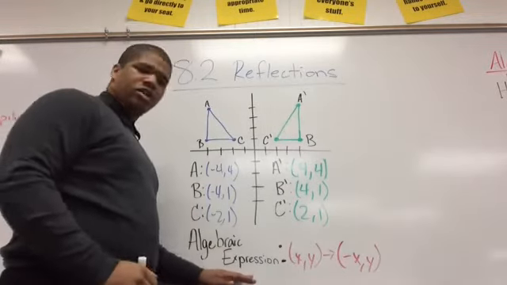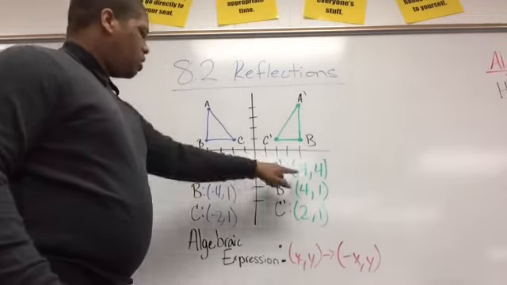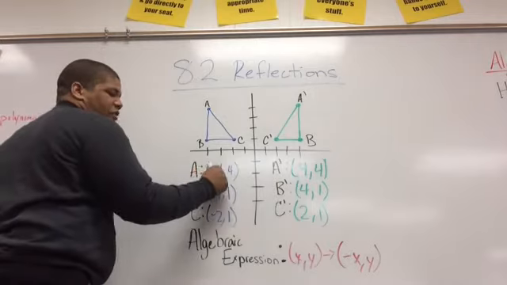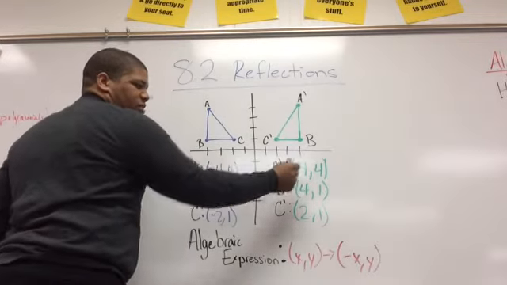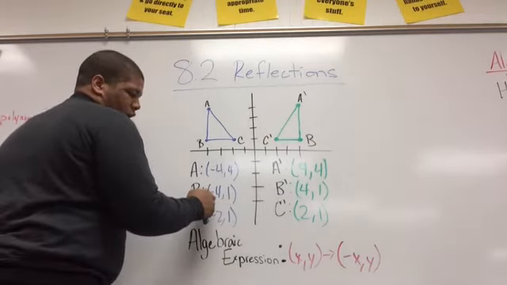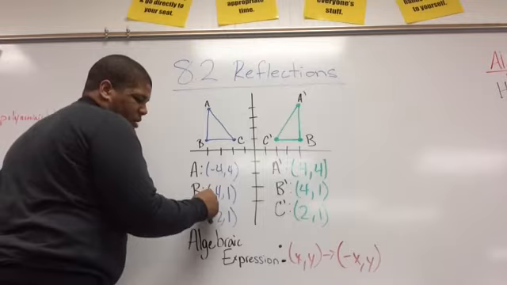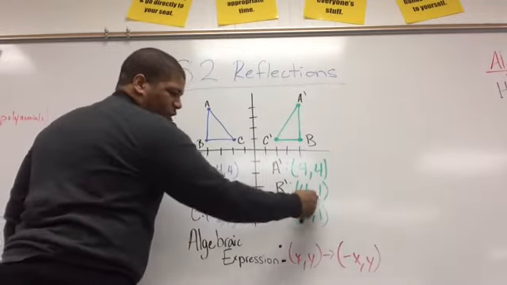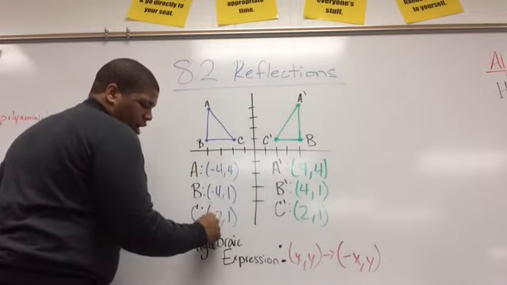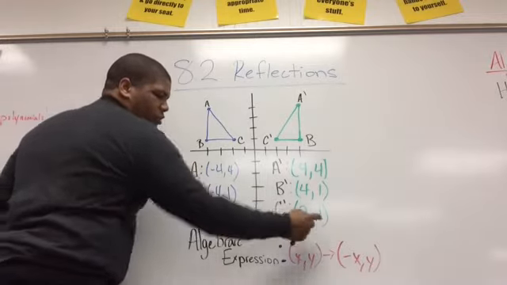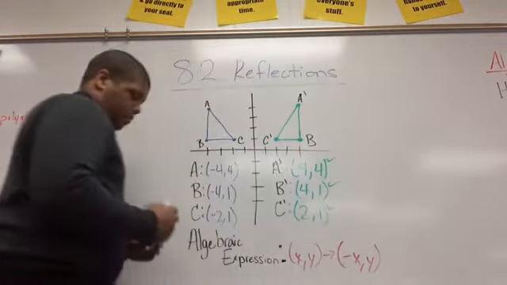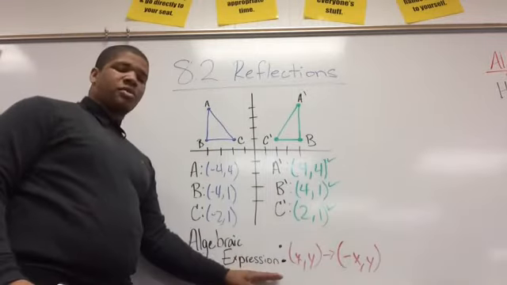Now, does that fit with my algebraic expression? My x becomes negative, and so if I have -(-4), a negative and a negative becomes positive, and then 4, because my y stays the same. Once again, x becomes negative, so two negatives make a positive. -4 becomes positive, 1 stays the same. -(-2), two negatives make a positive, 2 becomes positive, 1 stays the same. So all of these check out, and it fits my algebraic expression.